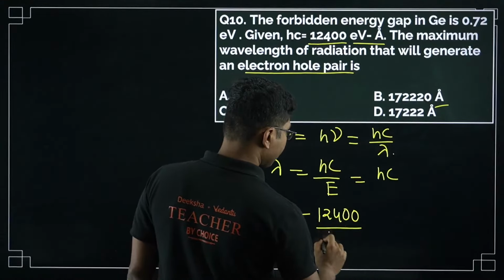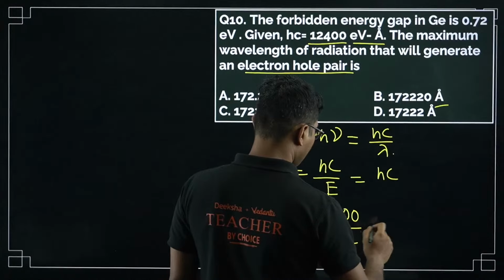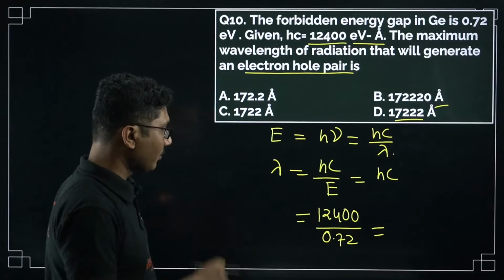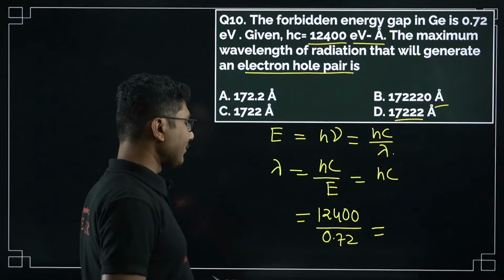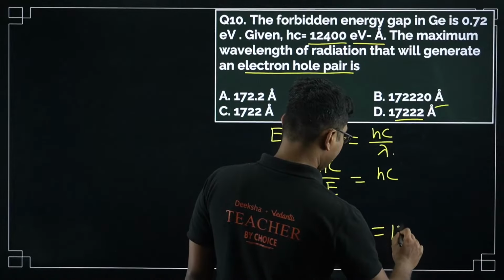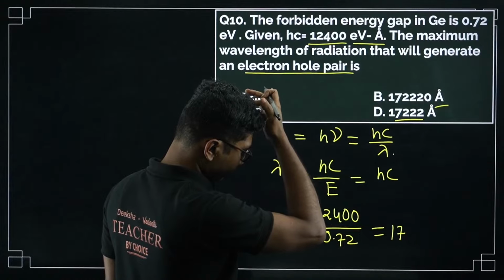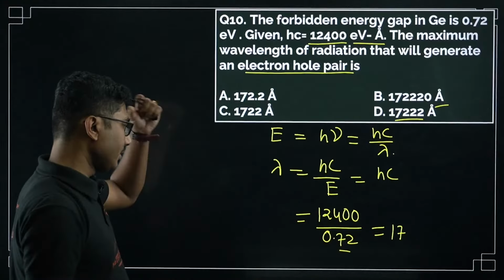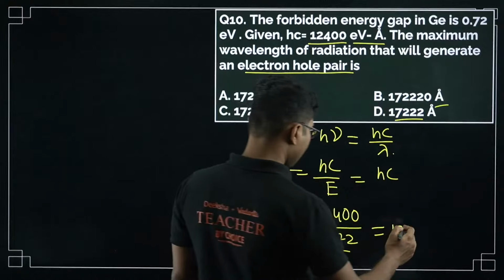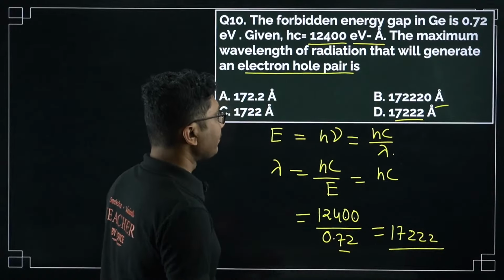So don't get confused. 0.72. Obviously the value is clear. You have to find what the 10 to the power value is. You have to check and identify it. It is 17, greater than 0.5, so it will be only 1 point something times, so 17222. So the correct answer will be option D.